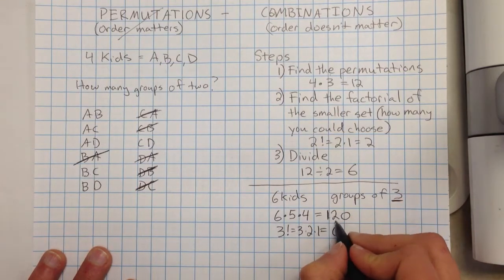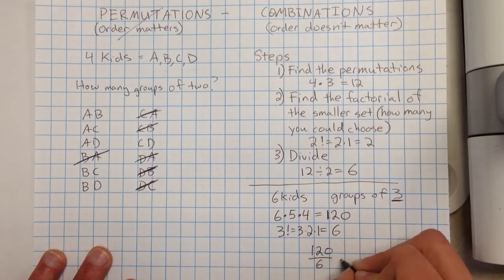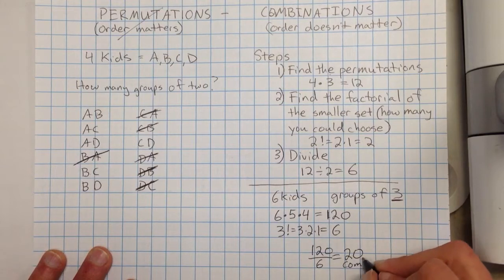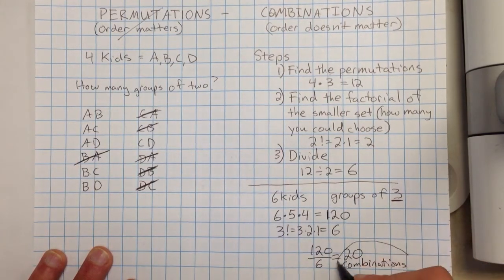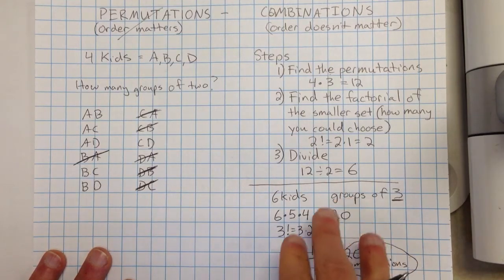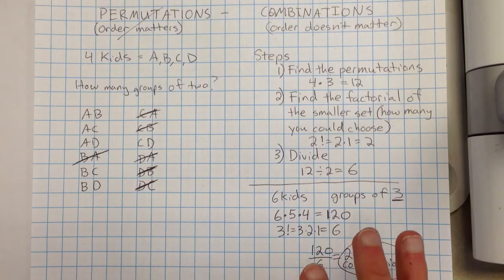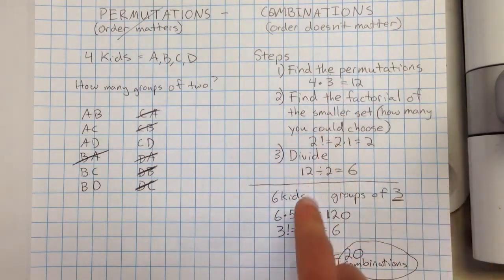And then my third step is I'm going to divide those two numbers. 120 divided by 6 will give me 20 combinations, 20 unique combinations of groups of 3 out of 6 different kids. So again, this is using combinations. Order doesn't matter, following these steps.